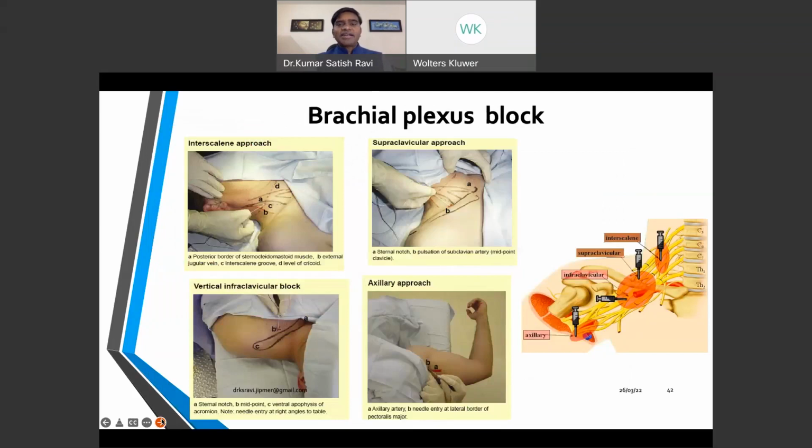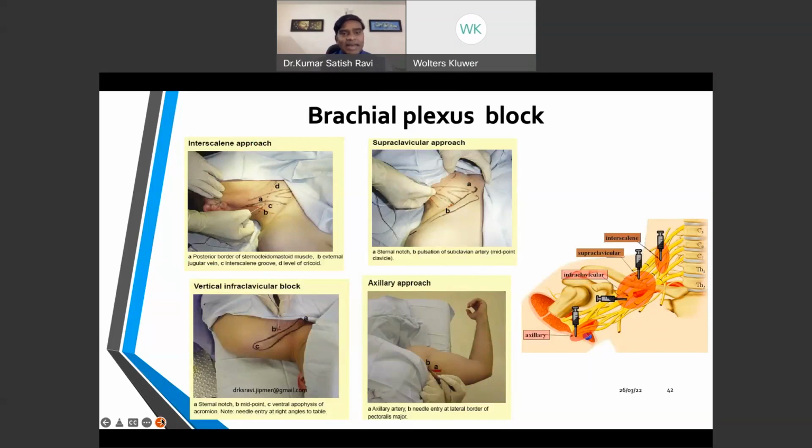Now, very important clinically, that is the brachial plexus block. Brachial plexus block is a regional anesthesia technique that is sometimes used as an alternative or as an adjunct to general anesthesia for surgery of the upper extremity. This technique involves the injection of local anesthetic agents in close proximity to the brachial plexus.